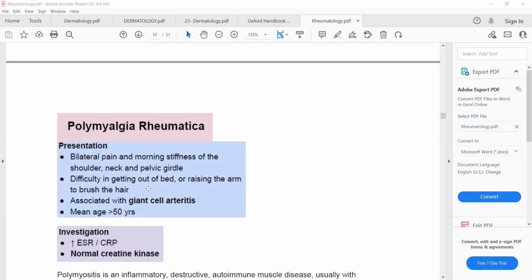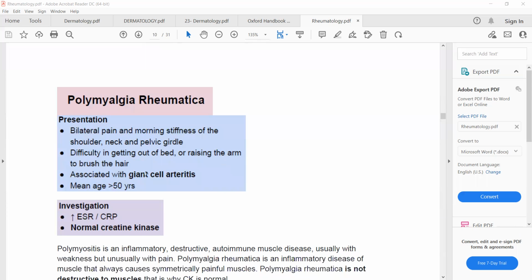Due to this stiffness of the muscles and pain, the patient has a presentation similar to proximal muscle weakness, that is, difficulty getting out of bed, climbing the chair, climbing the stairs, and brushing the hair, etc. Now, there's one important association with polymyalgia rheumatica, that is giant cell arteritis. So polymyalgia rheumatica is associated with giant cell arteritis, and it is common in people who are above 50 years of age.